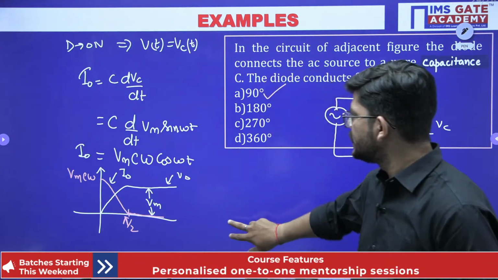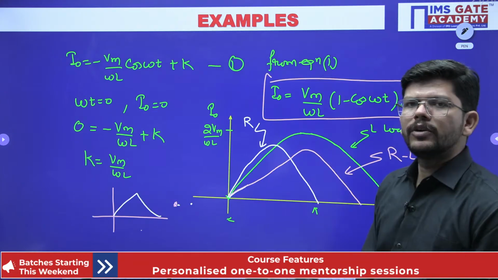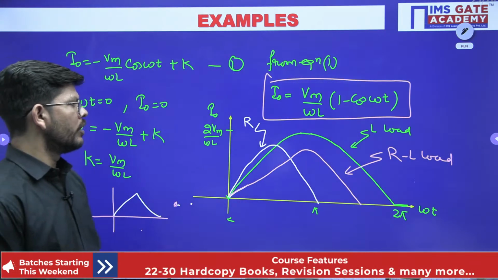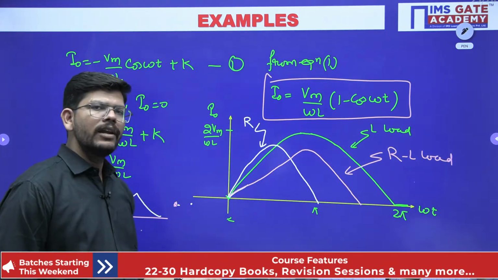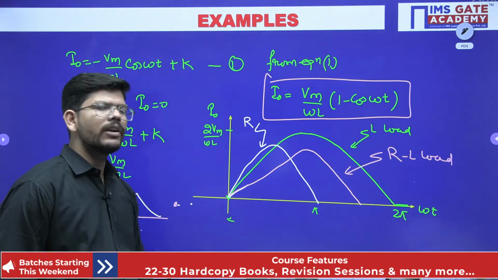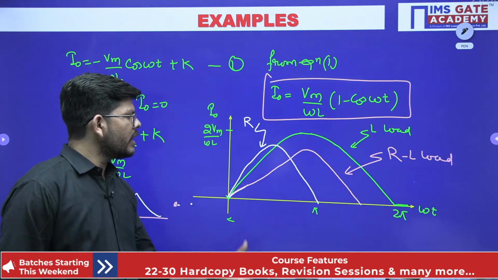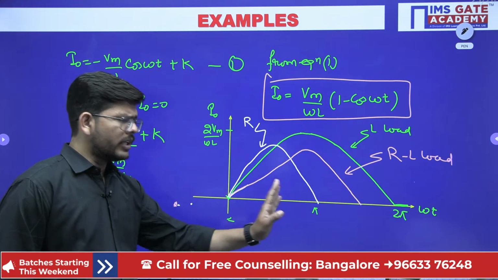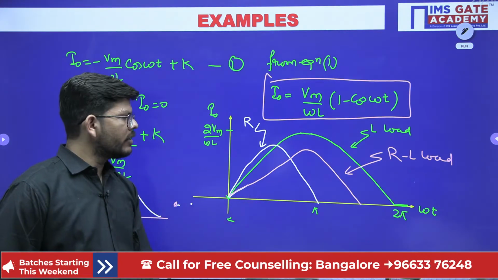The loads that you will see are R load, L load or RL load, isn't it? If suppose this is an R load, then what will happen? For half a cycle current might be flowing, and for the next half cycle the switch will be off and current might not be flowing.